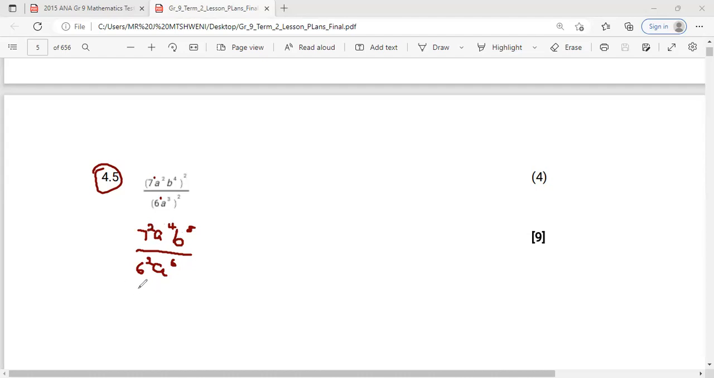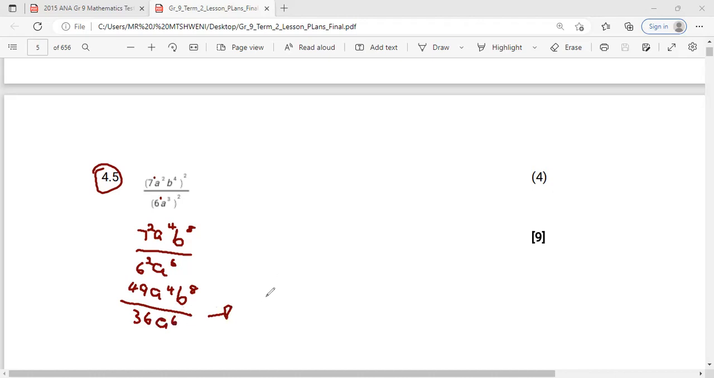What is 7 to exponent 2? 7 to exponent 2 is like 49. A to exponent 4, B to exponent 8. 6 to exponent 2, 36. Let me just continue this side. Oh, I forgot A to exponent 6, sorry.